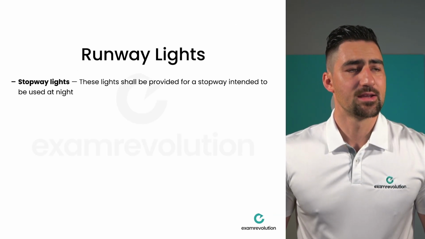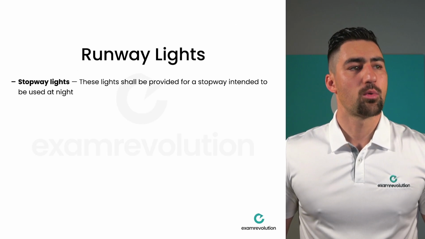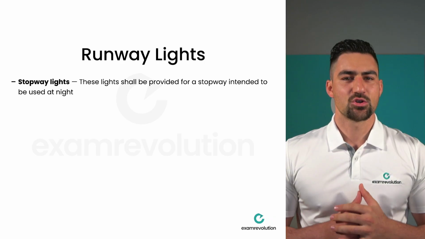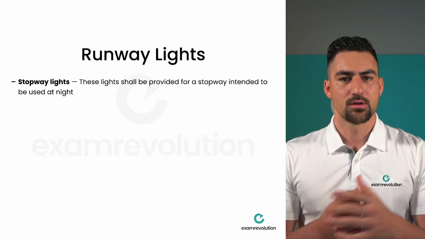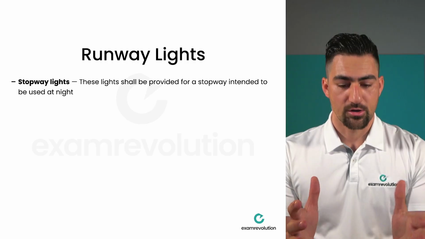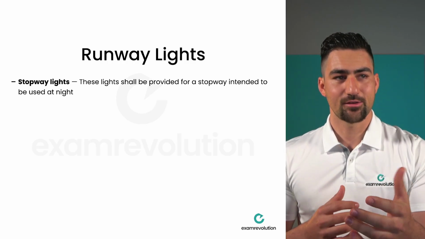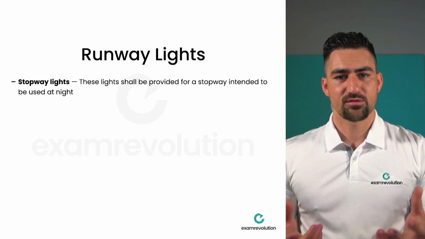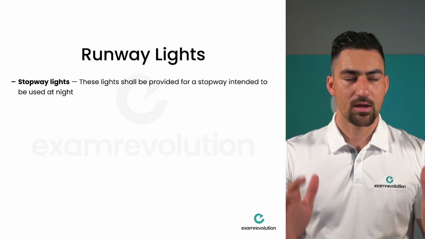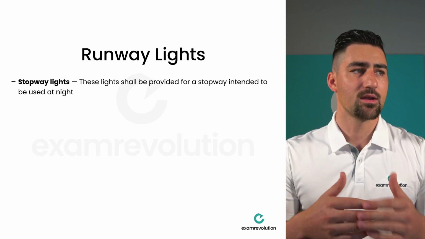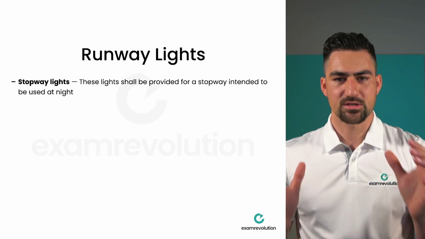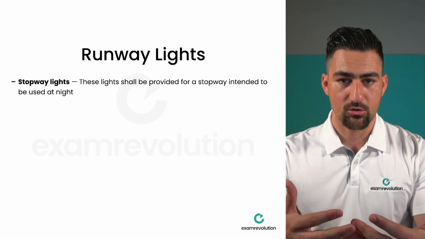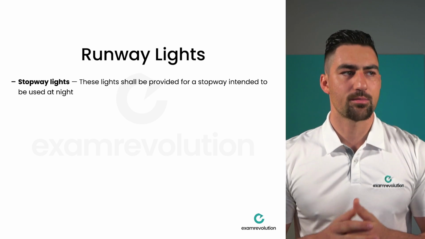Then stopway lights. These lights shall be provided for a stopway intended to be used at night. Okay, now remember guys, a stopway is not part of your normal operation for takeoff and landing on a runway. A stopway is actually there to assist you in an emergency. So like if you take off and you have an engine failure before you rotate and you close the power and you apply brakes, but you can't stop before the end of the runway, typically they have a stopway area, which is provided to help stop the aircraft and gives a little bit more distance apart from the runway.